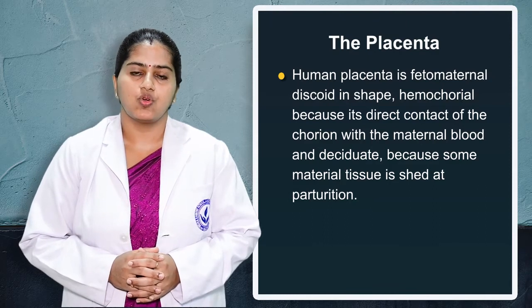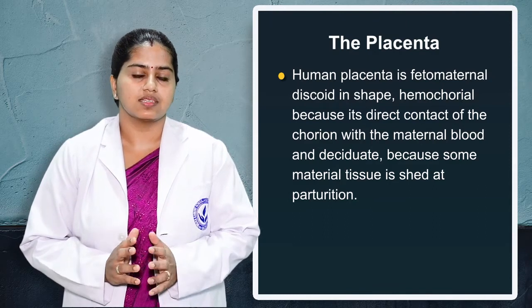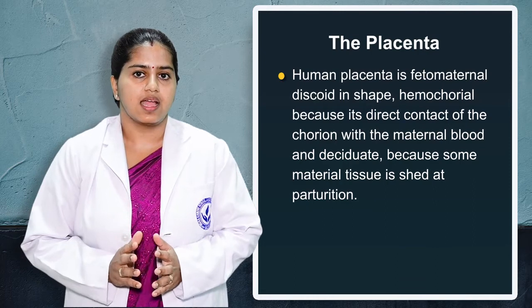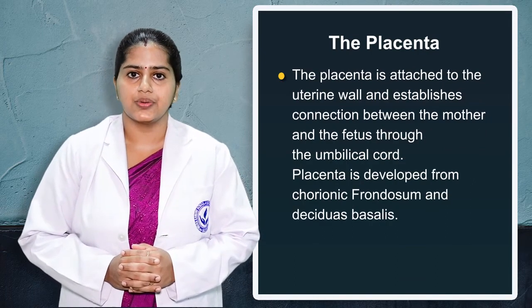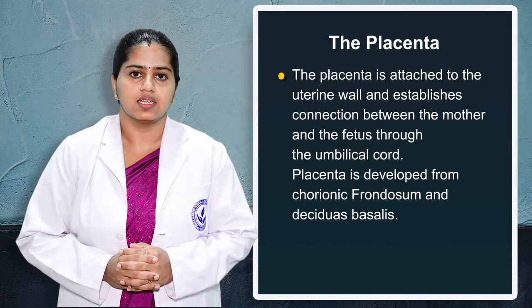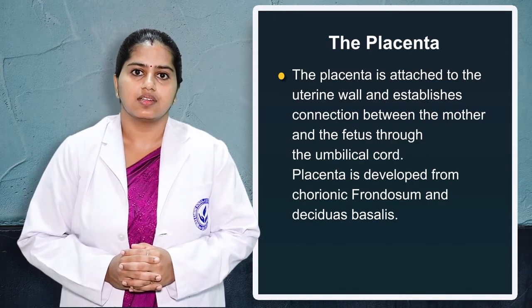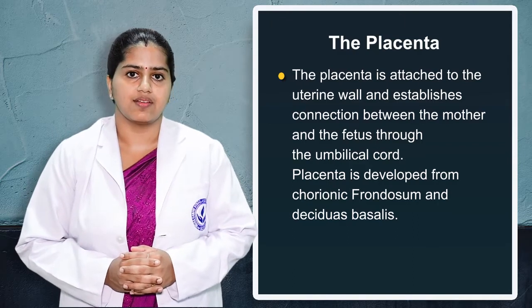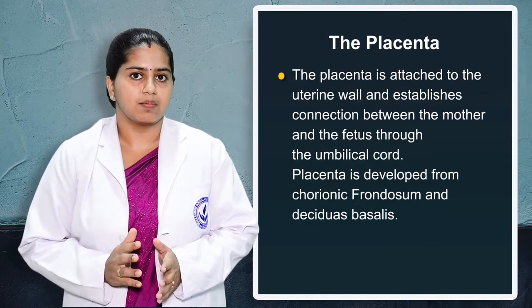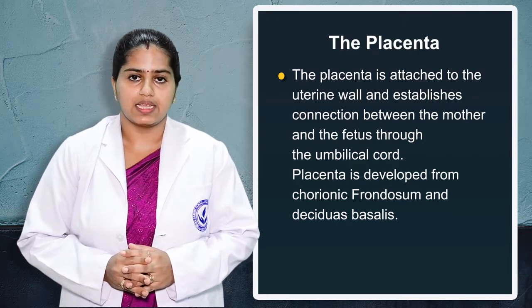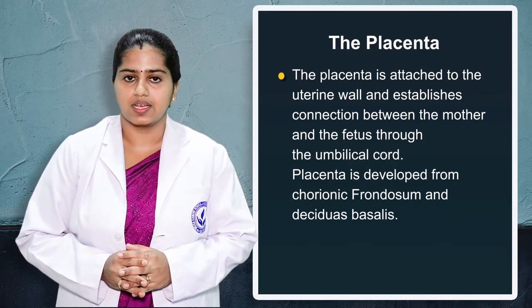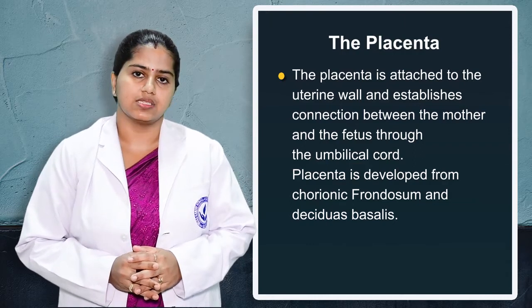Why is it hemochorial? Because hemo means it consists of maternal blood, and chorial means it attaches to the chorionic tissues. And it is deciduate because during parturition, that is childbirth, it will shed the decidual cells from the uterine cavity. As a result, we can say the placenta is a feto-maternal organ that is hemochorial in nature, discoid or circular in shape, and deciduate.